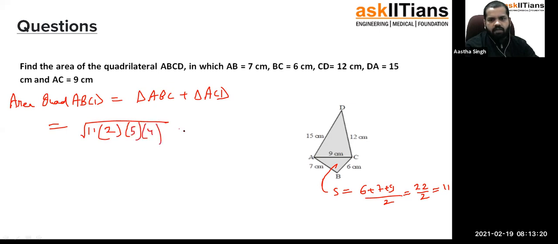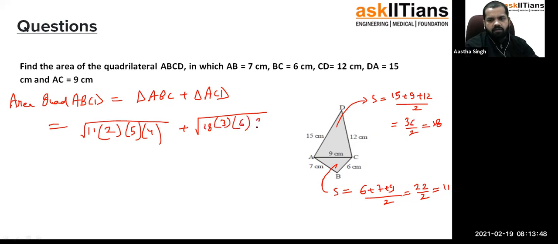Plus ACD. In case of ACD, find another S, or half of the perimeter. That will be equal to 15 plus 9 plus 12 by 2. 12 and 9 will be 21, 21 and 15 is 36, 36 by 2 will be equal to 18, right? So in case of ACD, 18. 18 minus 15 will be 3, 18 minus 12 will be 6, and 18 minus 9 will be 9. Just calculate both the terms and add them.